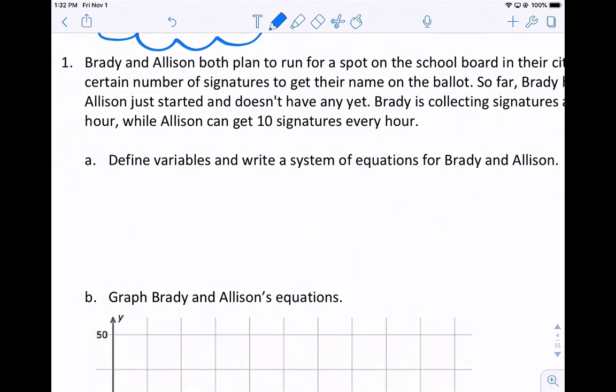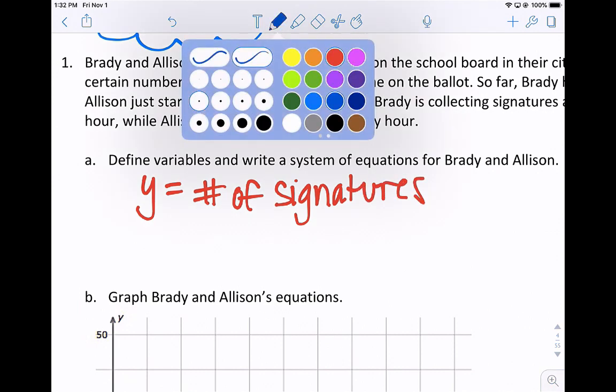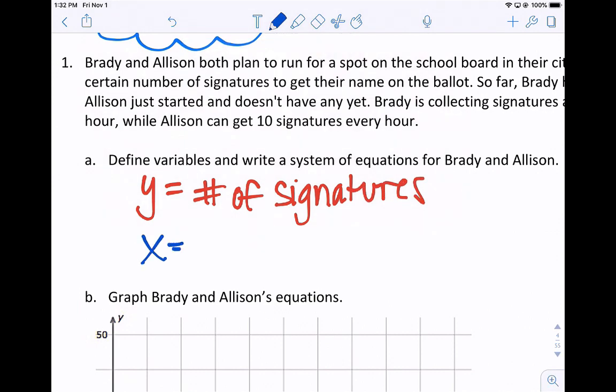Okay, so there are two variables that we're looking at. We're looking at the total number of signatures. So we'll put y as the number of signatures. And the other thing that's changing here is time. And time here is the independent variable. And so that would be the number of hours we're looking at.